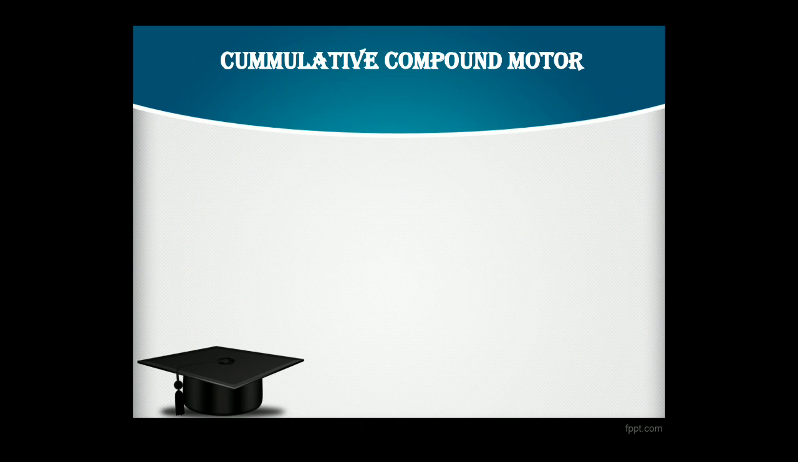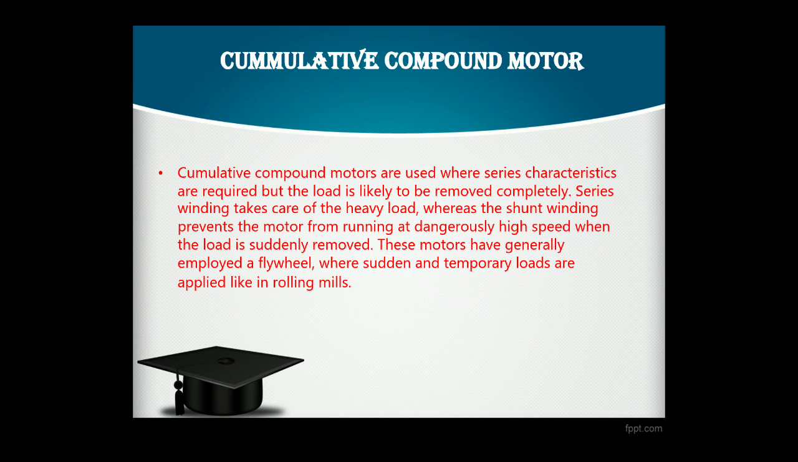So at first, compound motors can be classified into two categories. One is the cumulative compound motor, and the other is the differential compound motor, according to the polarity of the field coil. Cumulative compound motors are used where series characteristics are required but the load is likely to be removed completely.